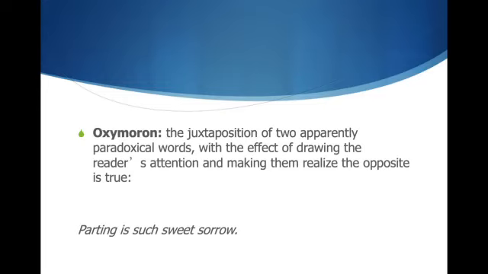An oxymoron is the juxtaposition of two apparently paradoxical words with the effect of drawing the reader's attention and making them realize, guess what, the opposite is true. For example, with Shakespeare again, when he has Romeo and Juliet state, "Parting is such sweet sorrow." Here the oxymoron is sweet and sorrow. You have two completely opposite words to give you the emphasized effect about how they're sad even though they were happy to be there.